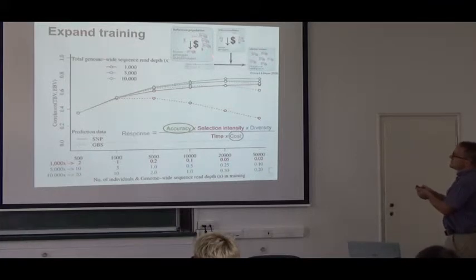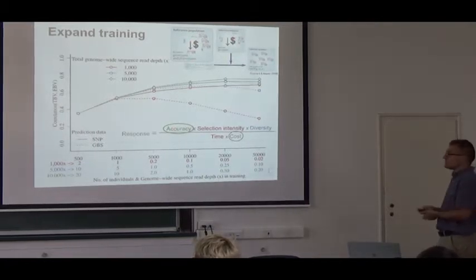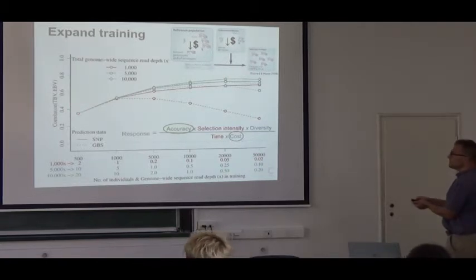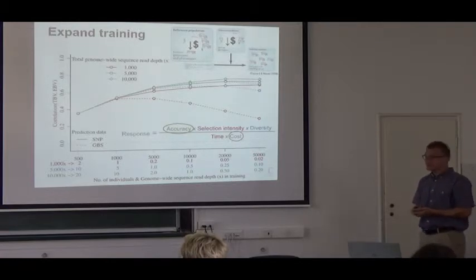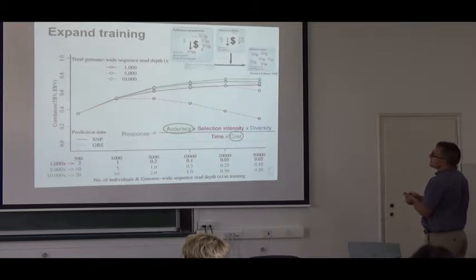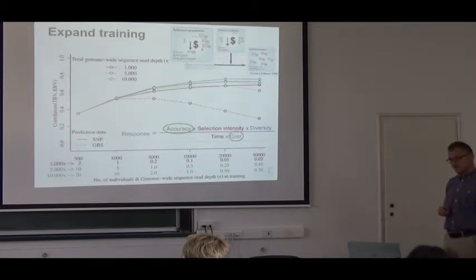Okay. So while I'm doing this, I'm trying to expand the training population, so that when I use this data to predict selection candidates, the accuracy hopefully is going to be higher. And what you see is that if I do more individuals in training, the prediction accuracy is obviously increasing. I'm showing two sets of lines. The full line is when I have GBS data in training and SNP, the really accurate data, in prediction.